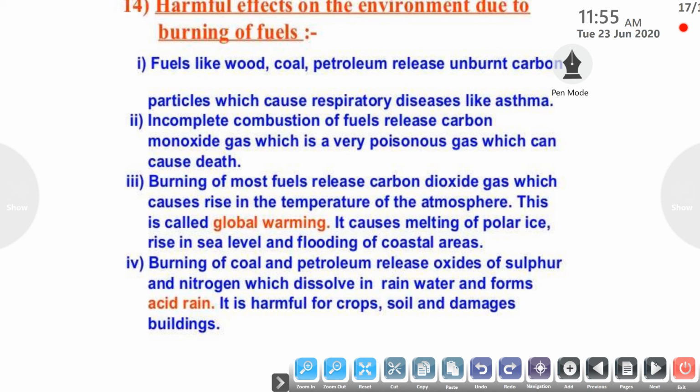The next point is burning of coal and petroleum. It releases the oxides of sulfur and nitrogen, mainly known as nitrogen oxide and sulfur dioxide, which dissolve in the rainwater and form the acid rain. It is harmful for crops, soil and damages buildings. As you all know that the oxides of sulfur and nitrogen, they react with the rainwater. For example, sulfur dioxide, it reacts with the rainwater to form sulfuric acid, and nitrogen dioxide, it reacts with the rainwater to form nitric acid. So these acids, they are responsible for the acid rain which can reduce the soil fertility and it is harmful for crops and damages the soil content.